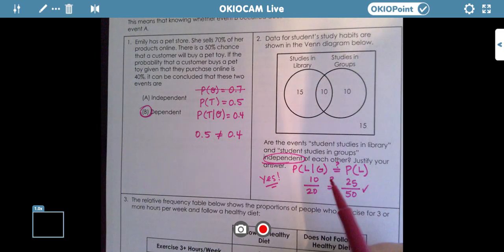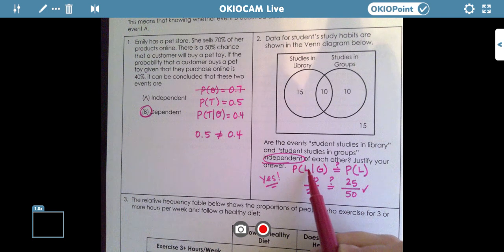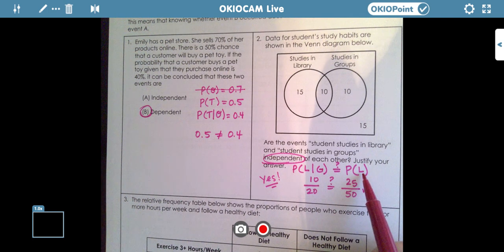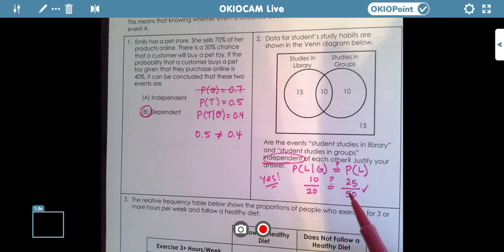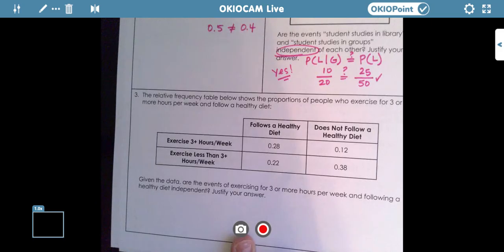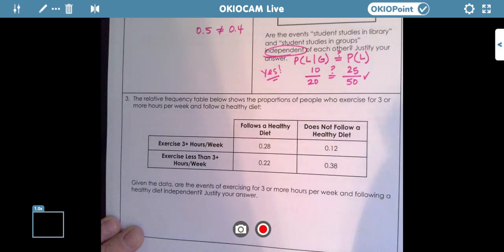Now, we could have done this the other way around. We could have done probability of groups given library, and if we did that, then this would have had to be probability of groups. But overall probability uses the grand total as a denominator. A given uses that given value, which is the second one, as the denominator. All right, one more like this, then I'll show you the other test, and then we're done for today.